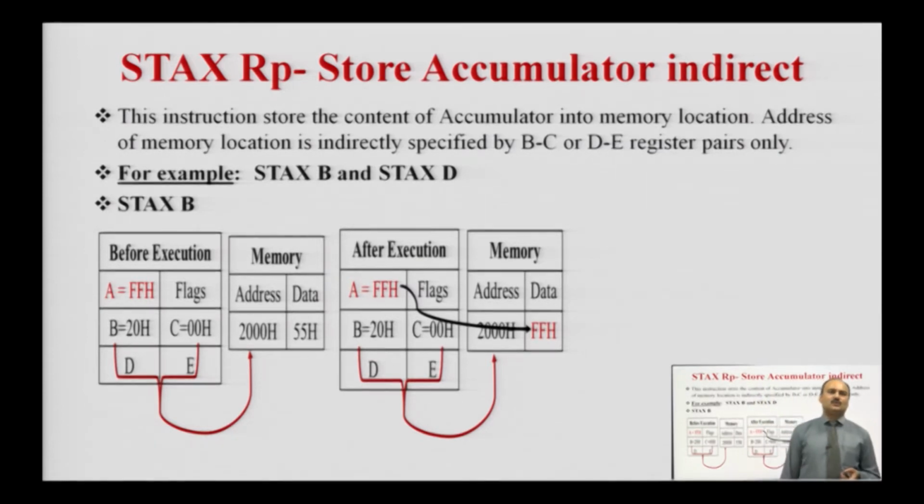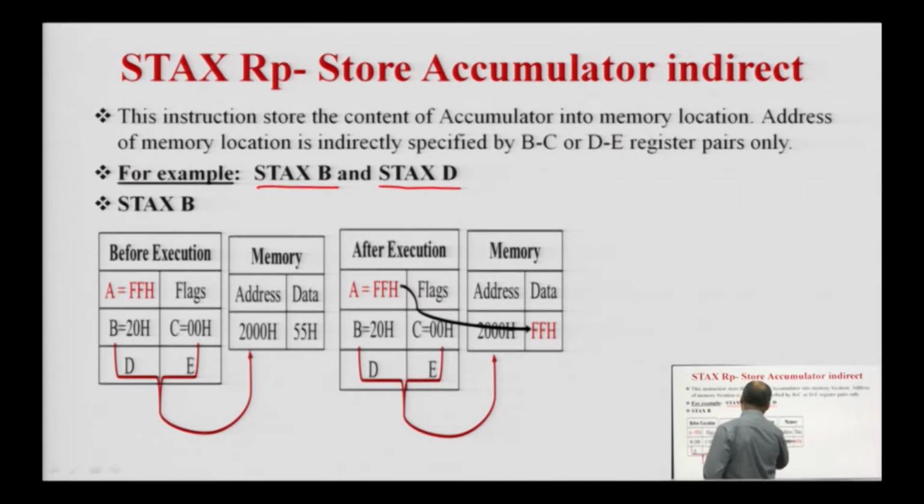This instruction will store the content of the accumulator into the memory location. The address of the memory location is indirectly specified by the BC or DE register pair. Here the address of the memory location is given by the BC register pair or DE register pair indirectly. Examples of the instruction are STAX B and STAX D. So, the BC and DE register pairs are used to hold the 16-bit memory address indirectly.